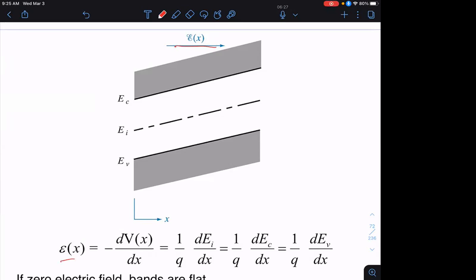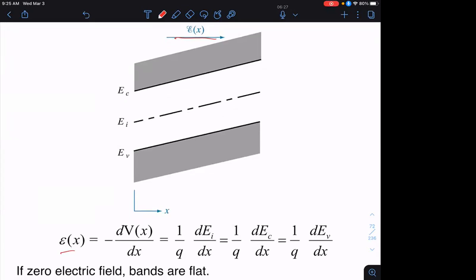The electric field, we said, is given by minus dV/dx, where V is electrostatic potential. Now the energy of the electron at the band minimum, EC, is given by minus Q times this electrostatic potential. Therefore, you can rewrite this electric field minus dV/dx as 1 over Q dEC/dx. So the two minuses give you a net plus. So EC is equal to minus QV. If I stick that in over here, minus dV/dx is the same as plus 1 over Q dEC/dx.